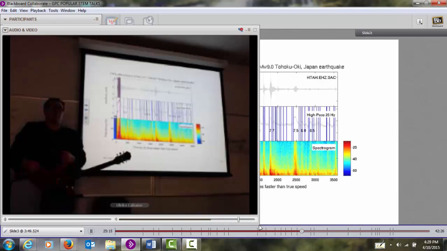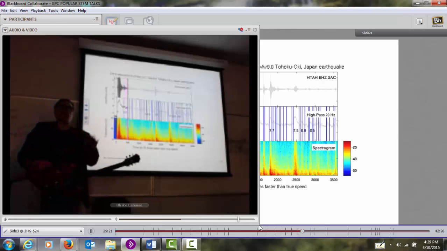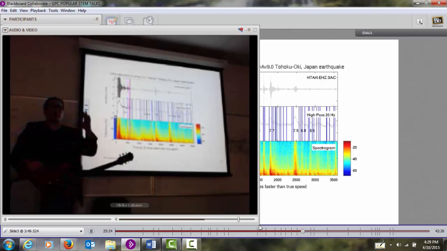A lot of damage. When these aftershocks happen, that's when you start to see the tsunamis. And so much additional damage to the northeastern coastal strand.